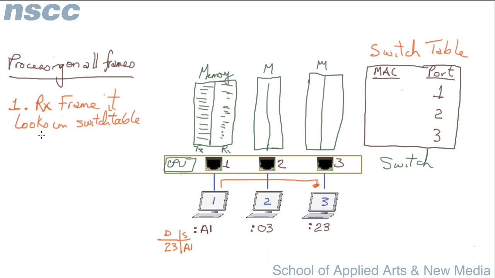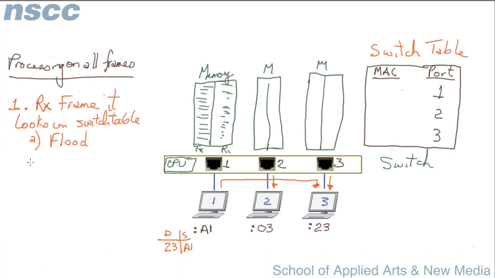Now, it's not in its switch table. So if it's not in its switch table, it will flood that frame, and by flooding that frame, it sends the frame out all the ports. And that might seem a little inefficient, but it doesn't matter. This PC number 2 here will ignore the frame because the destination address is 23. It doesn't match its address, so it'll ignore it, but that will come down and get delivered into this PC.